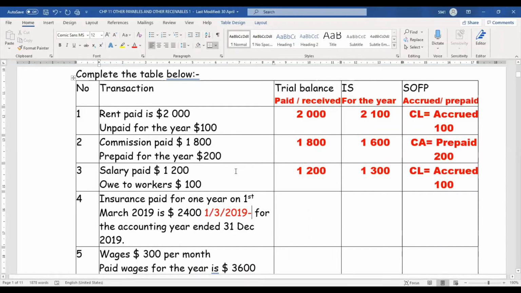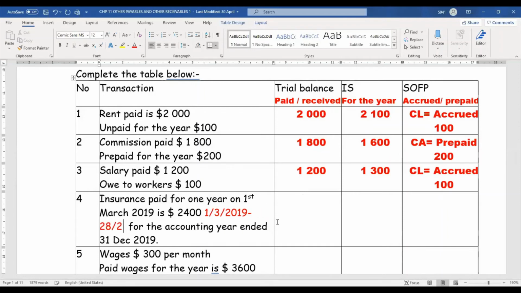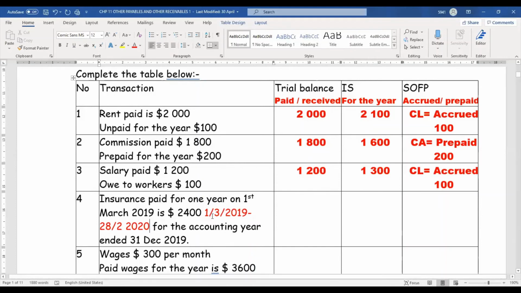Your insurance, you pay for 1 year, right? If you pay for 1 year, it means your insurance will be valid until what date? For 1 year means March, April, May, June, July, August, September, October, November, December, January, February. So it will be 28 or 29 February 2020. So this is my 1 year. I've paid my insurance from 1st March 2019 until 28 or 29 February 2020. Okay, this is our story.